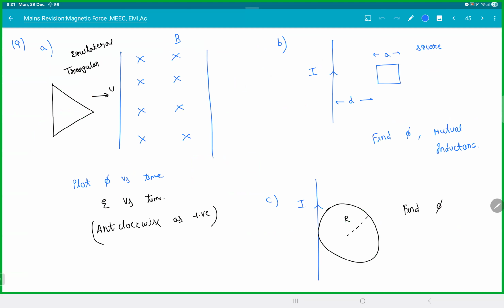Then a little bit of this. Let's get these 3. Flux calculations. We have an equilateral triangle. This is the first question we did in EMI, if you remember. The equilateral triangle is entering the magnetic field and leaving the magnetic field. Calculate the flux and the EMF versus time graph. Infinite wire, square loop. Find the flux and mutual inductance. I hope you remember this result. Find flux. Finish off. Last one. I'll give you a break. Then we'll have a speed test at 9 o'clock.